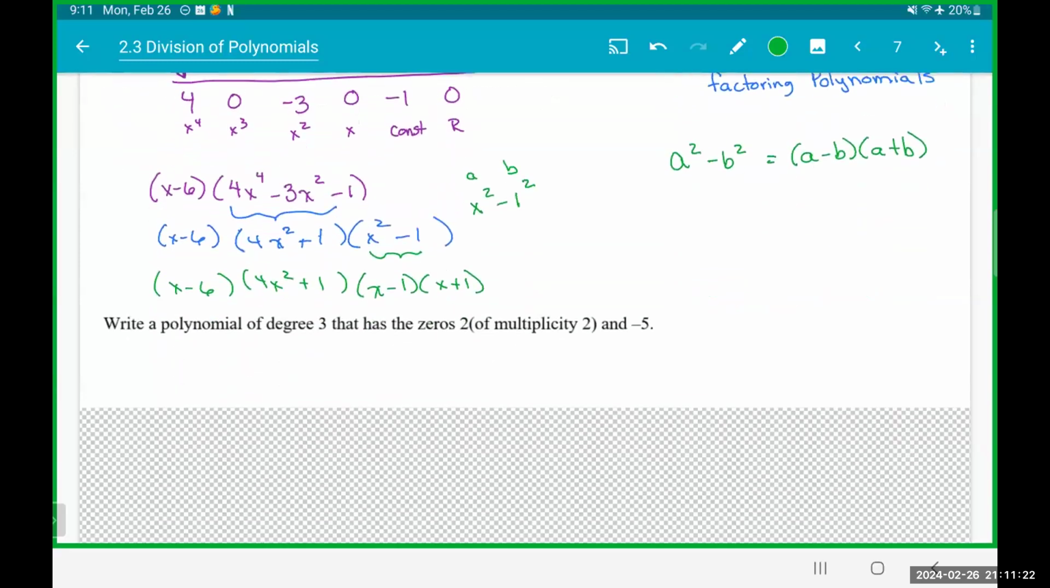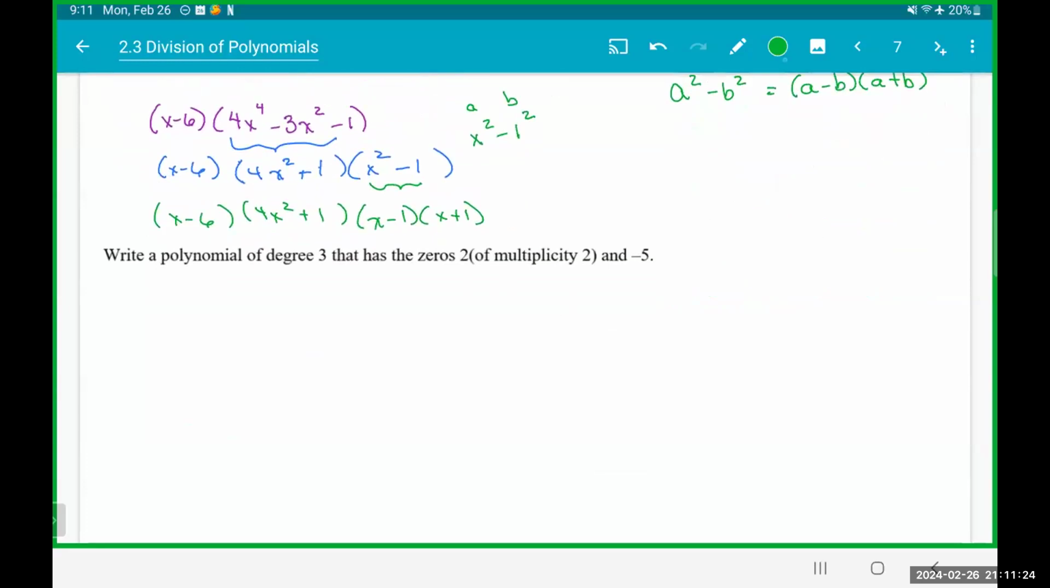Okay? So the last topic that we will go over tonight is if I wanted you to write a polynomial of a specific degree and I give you the multiplicities, then we can do that, right? So here I tell you that I have a 0. 2 is a 0 with multiplicity of 2.